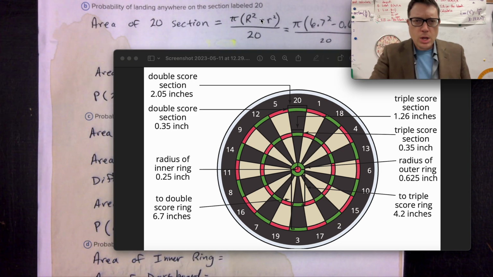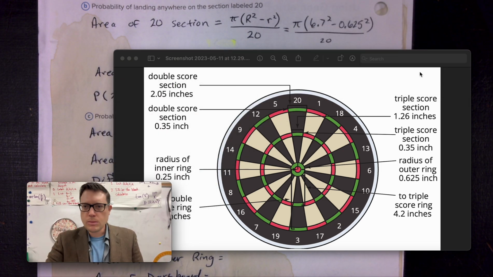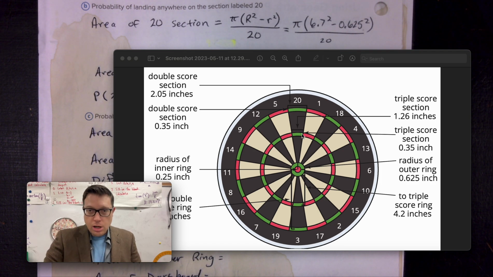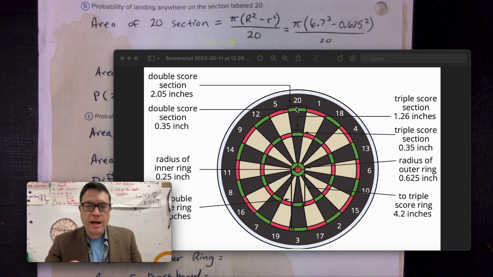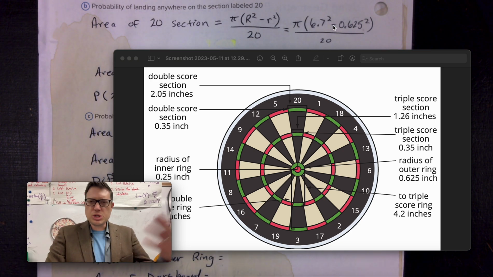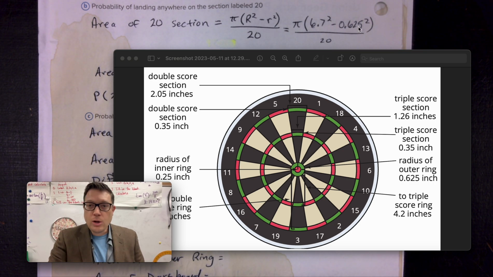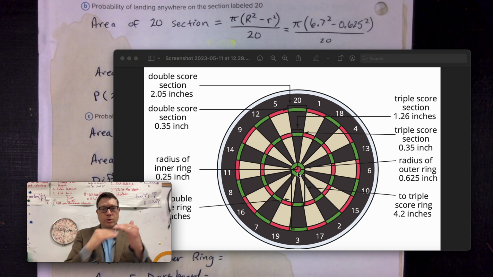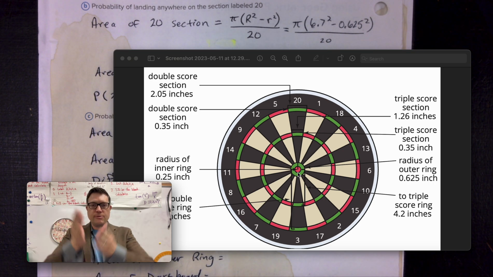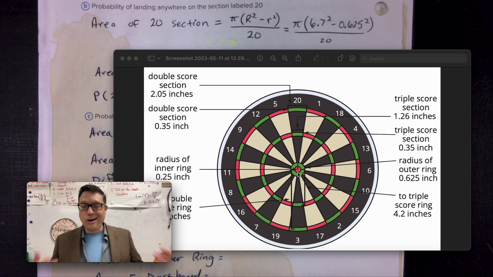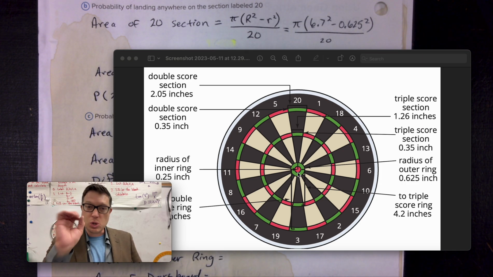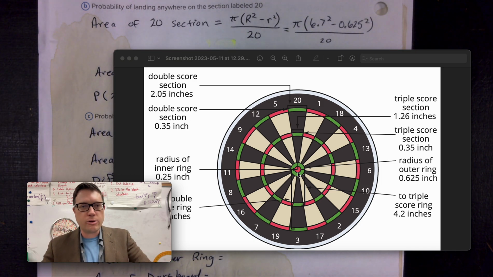So let's do this now. Notice that from the center out to the edge, that's 6.7 inches in radius. So the capital R amount is the center all the way out to the outer edge of the scoring area, 6.7, and then we square it because it's pi r squared. Then we subtract the inner circle, so we take away from the outer circle the inner section, and last of all, we divide that by 20 so that we get the slice of this dartboard that represents the score of 20, just one of 20 different arrangements.